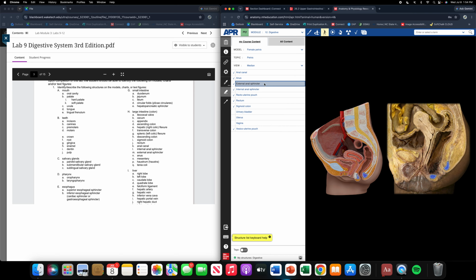On the quiz and the practical, you'll see that hint. It'll highlight one of these and it'll say identify the structure. Hint, this is voluntary muscle. And then for internal anal sphincter, it will say hint, this is involuntary muscle. So that's a nice way just to be able to distinguish which one it is that you're trying to label.